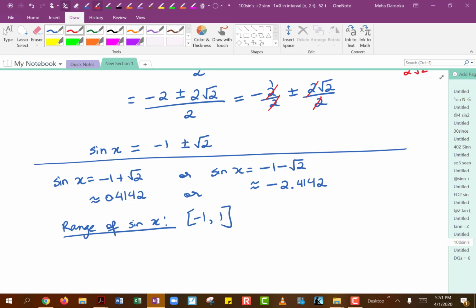Which means for this one here, we have no solution because it is outside the range.